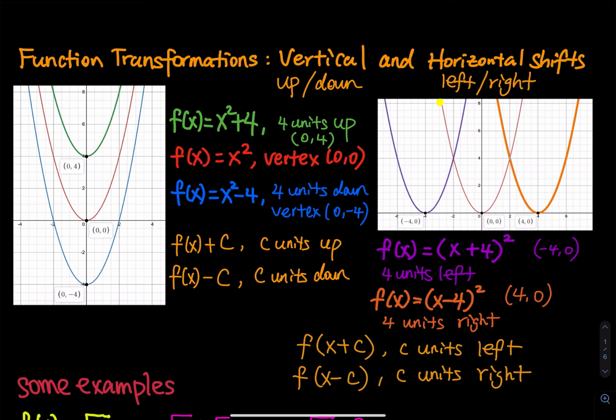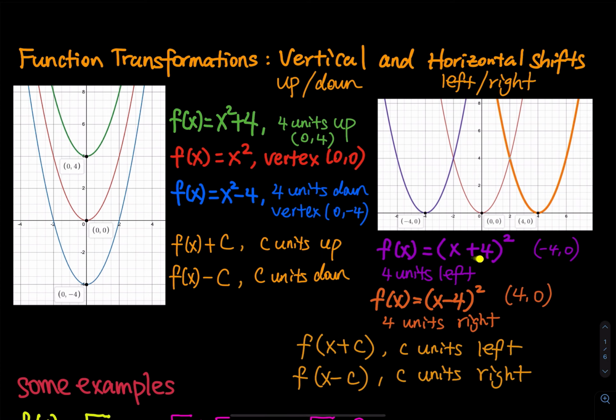So I have a function still in red. We have x squared. The vertex is at 0, 0. Take a look at the purple function. Now I add 4 inside the parenthesis. I am putting the number right next to x, and then I will square that as well. So we have x plus 4, squared. What happens when you add 4 and then square? When you put a plus 4 inside the parenthesis, that will shift the function 4 units to the left.